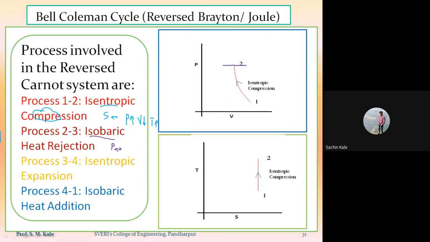So for that purpose, I am having another word. What is the meaning of another word? That is nothing but heat rejection. Isobaric heat rejection. So whenever there will be the heat rejection process, whether the volume of that gas or the volume of that air will go on increasing or decreasing.